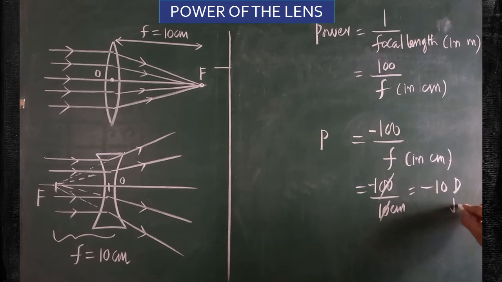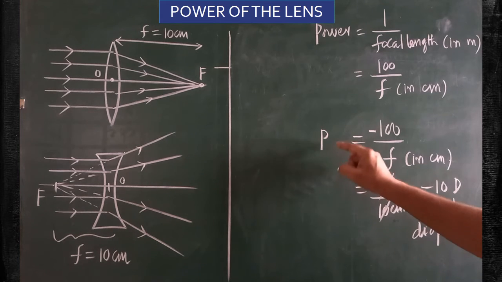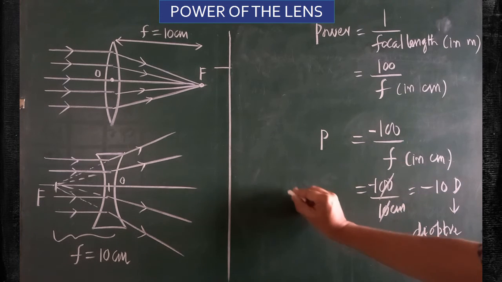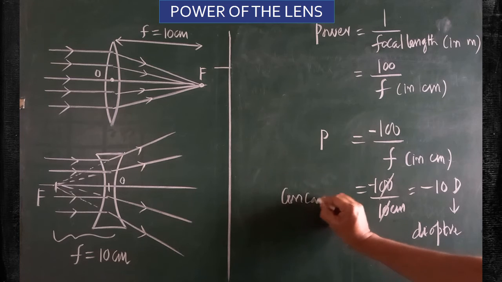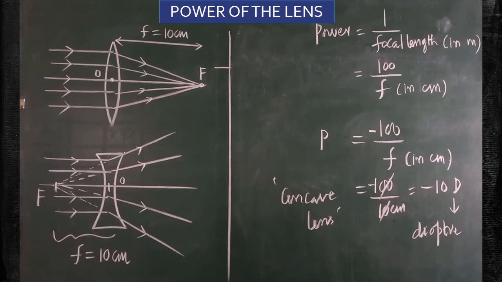D is diopter, which I have already told you is the unit of power of the lens. So power will always be negative in the case of a concave lens. Don't forget. Understood?